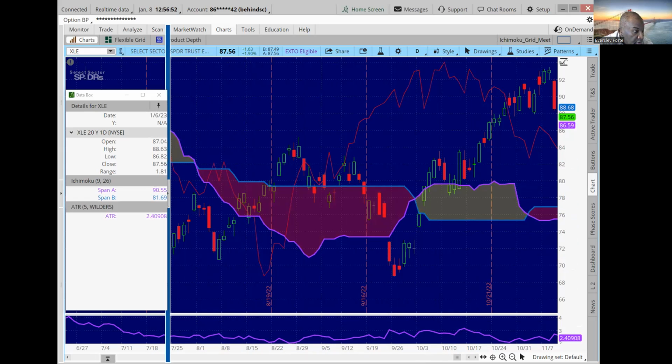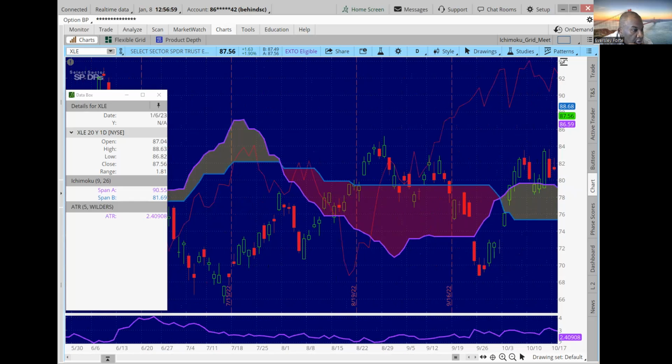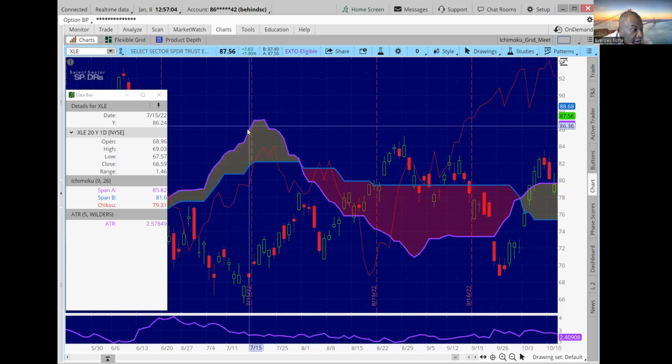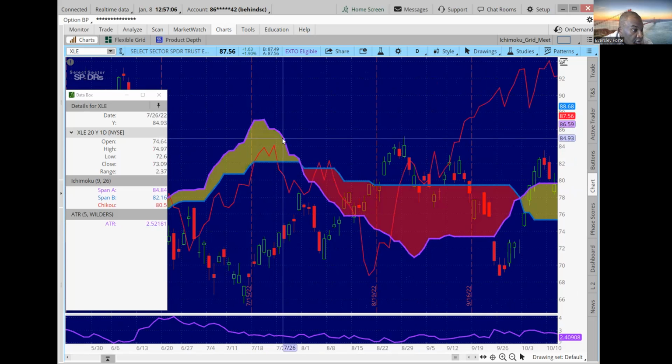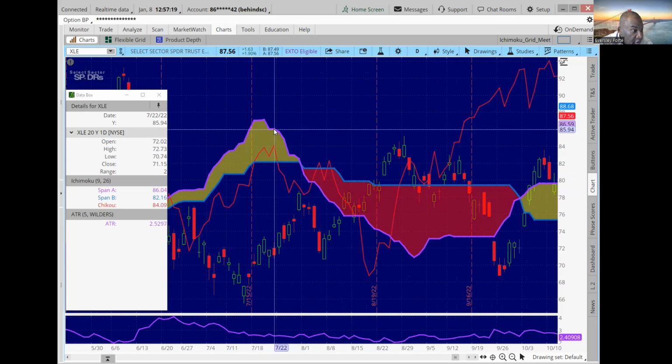I want to go back up a little bit. So here's a bullish cloud, span A, and the bottom line below this bullish cloud is span B. Senkou span A, Senkou span B. Those are the names of those two lines. You see that on the handout also. Senkou span A is the top line on the bullish cloud, and span B is the bottom line on the bullish cloud.